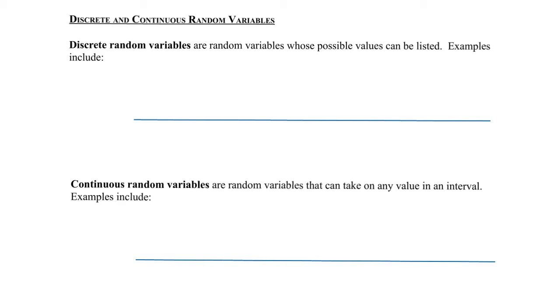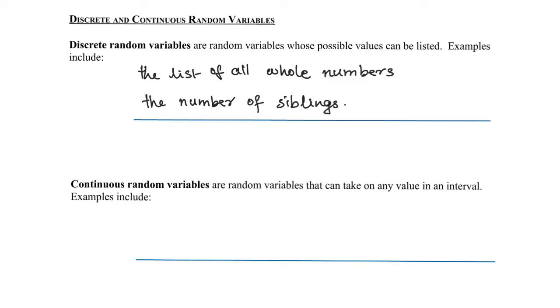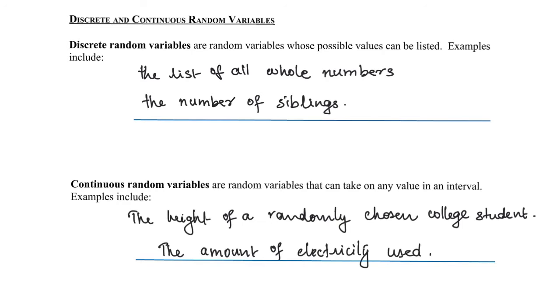Now let's look at how to distinguish between discrete and continuous random variables. Discrete random variables are random variables whose possible values can be listed. For example, the list of all whole numbers, the number of siblings. Continuous random variables are random variables that can take on any value in an interval. For example, the height of a randomly chosen college student. Another example is the amount of electricity used.